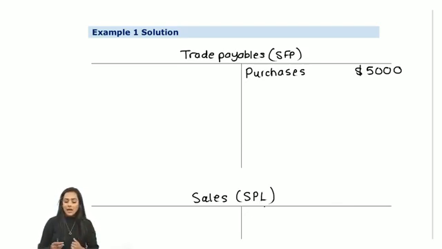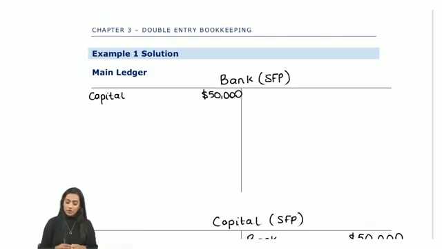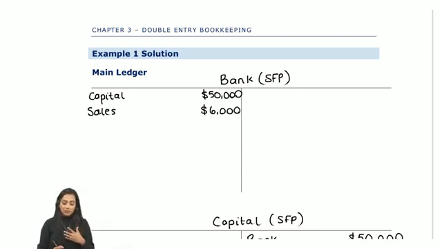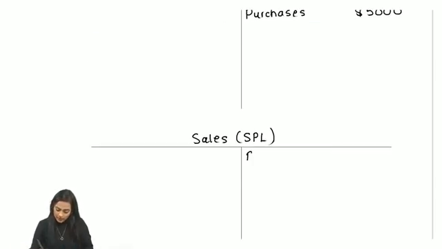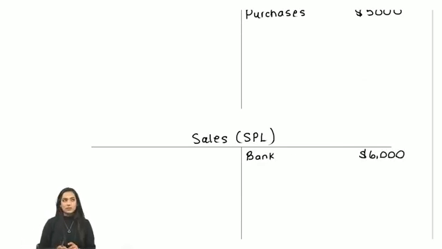So on the debit side of the bank account, on the previous page, on the debit side, I write sales, 6,000. And on the credit side of the sales account, I write bank, 6,000. Bank. $6,000. Okay?